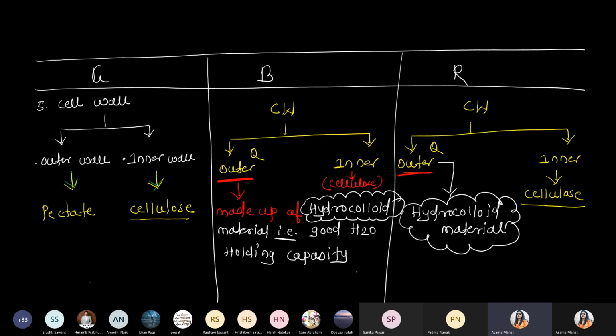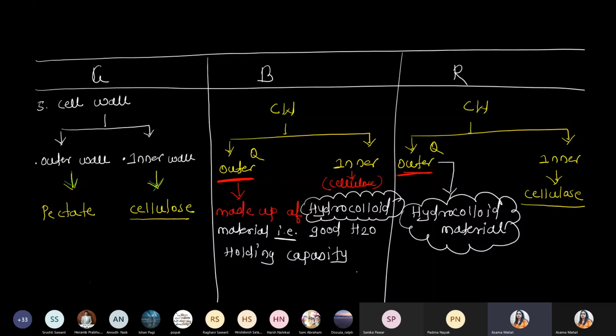So what is the common scenario? Hydrocolloid material is associated with the outer cell wall of brown algae as well as the outer cell wall of the red algae. That is common. Now we are talking about examples of the hydrocolloid with respect to brown and red algae, because the variation is with respect to hydrocolloid examples. We continue with this. Examples.